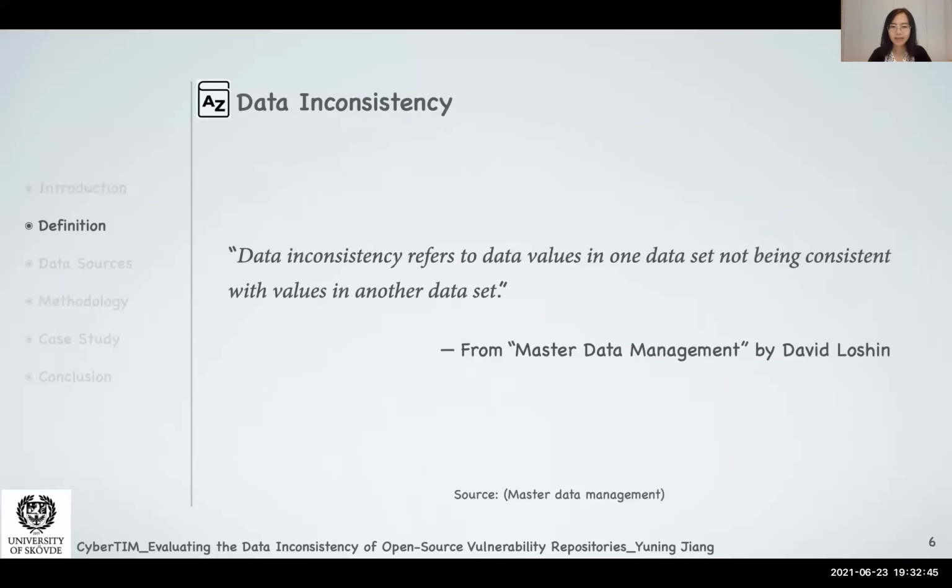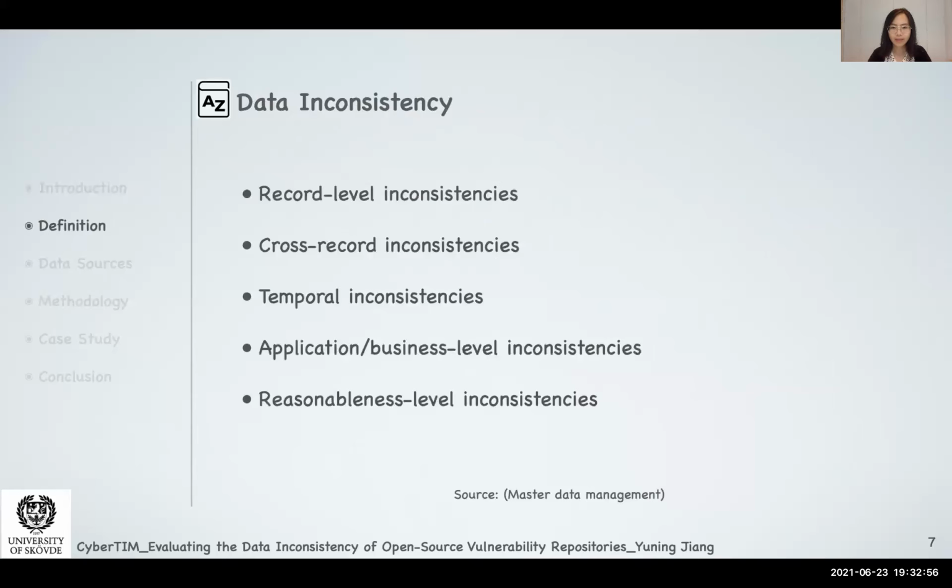So, what is data inconsistency? It refers to data values in one dataset not being consistent with values in another dataset. Consistency analysis mainly includes 5 contexts, namely record level, cross-record, temporal, application or business level, and reasonableness level consistency. In this paper, we mainly consider record level and cross-record data inconsistencies.